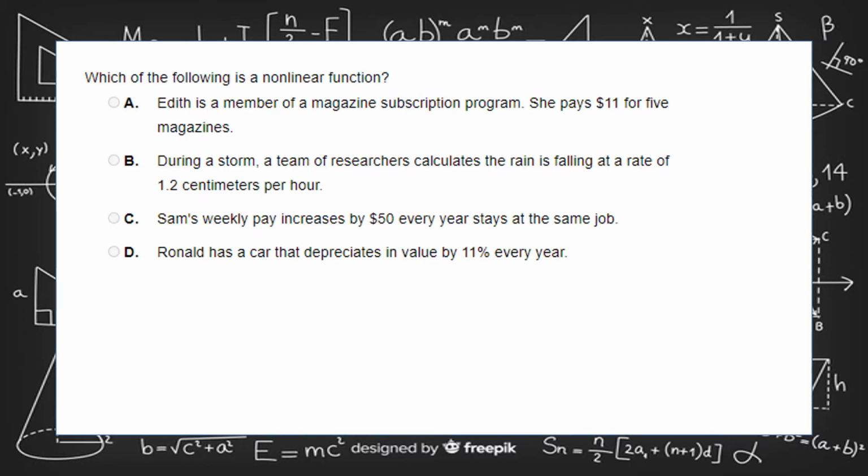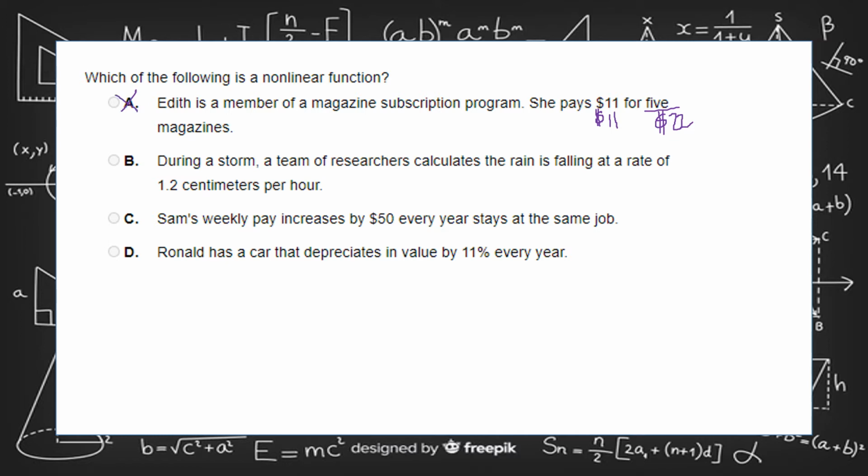Which of the following is a nonlinear function? Edith is a member of a magazine subscription program. She pays $11 for 5 magazines. If she buys 10 magazines, it would be $22. That's going up by the same amount every single time, so that's going to be linear. So it can't be A.